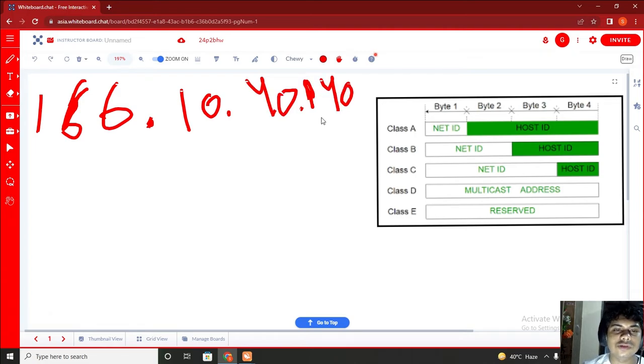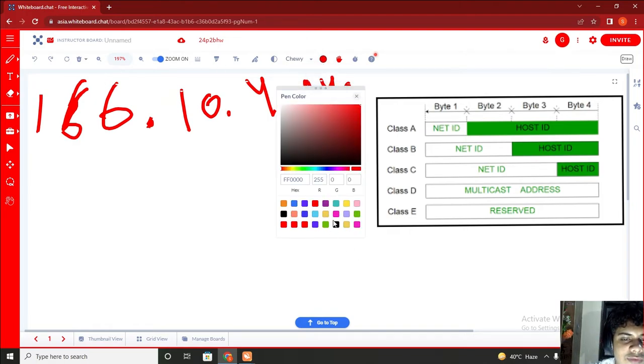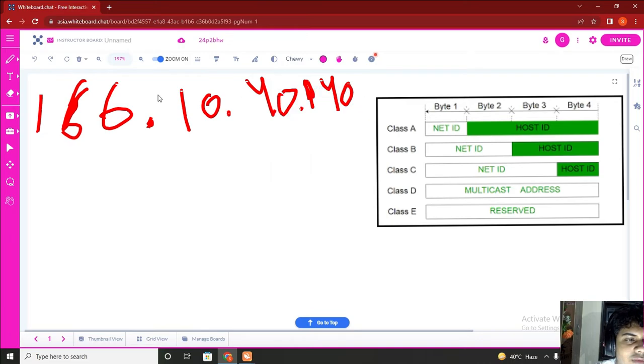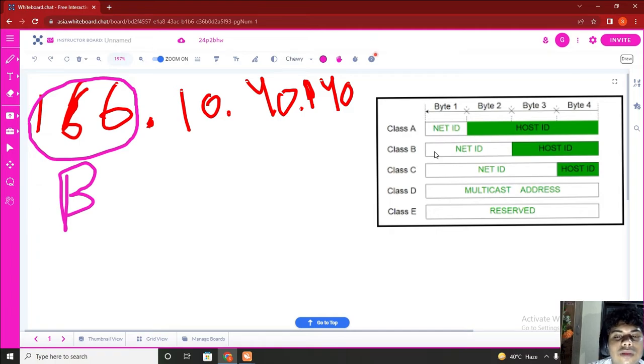So if someone asks you what is the network ID in this IP address, first you have to check in which class it is falling. The first class is from 1 to 126, and after that the second class starts from 128 till 191. So it is falling in the second class, the B class. Now you can check in B class what the network ID and what the host ID are.